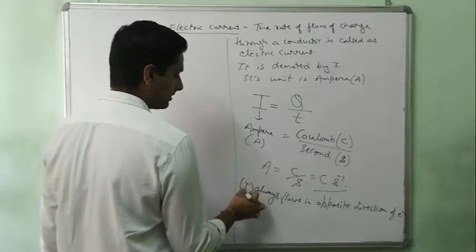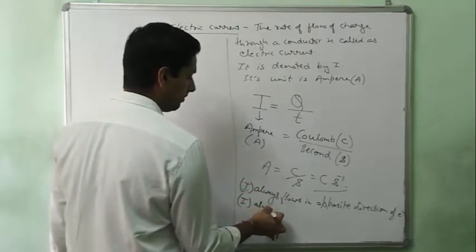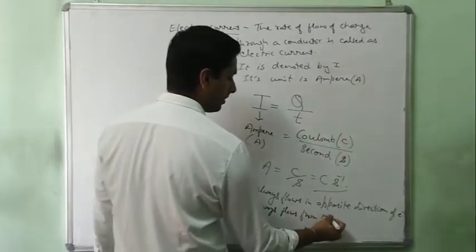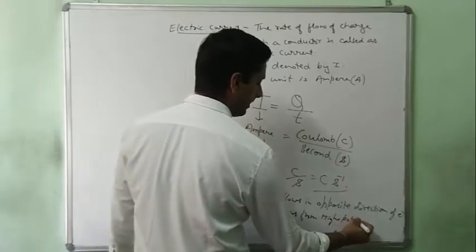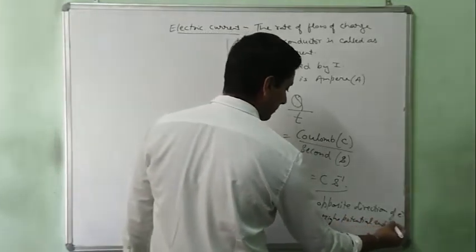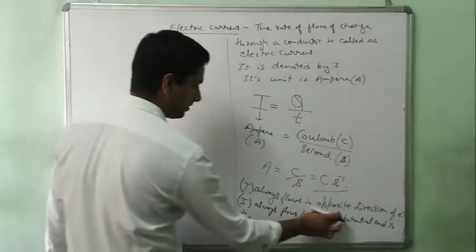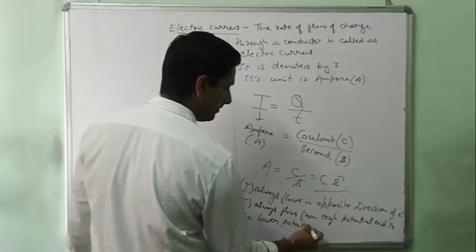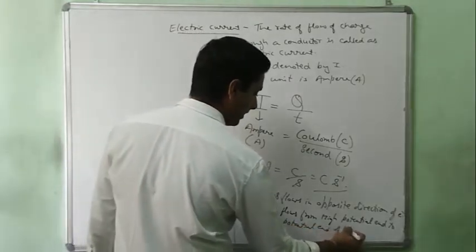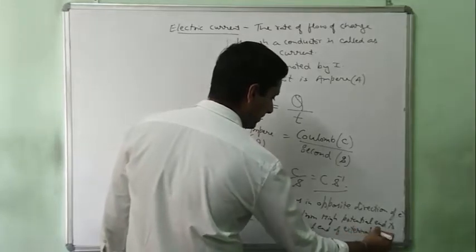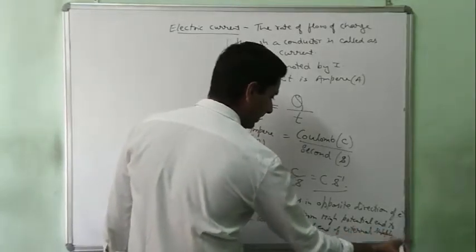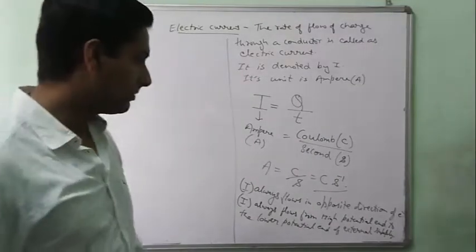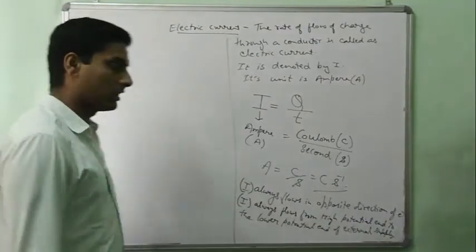I, that is current, always flows from the high potential end to the lower potential end of the external supply. Means the external supply can be your cell, your battery, or your power supply. So it always moves from the higher potential end to the lower potential end.